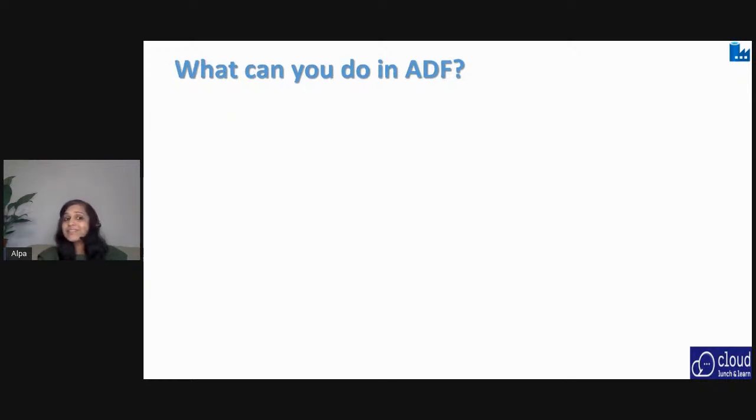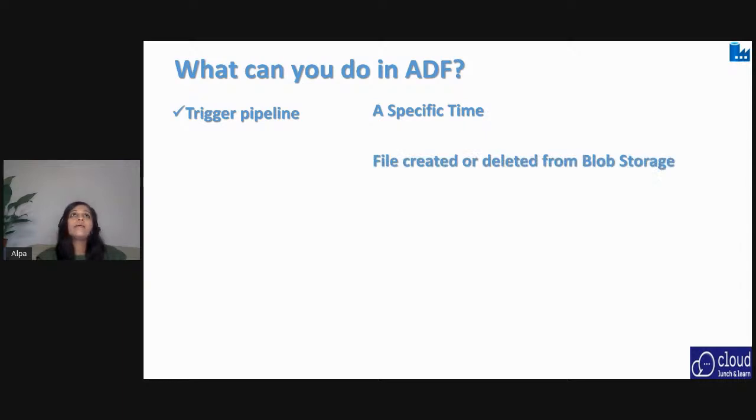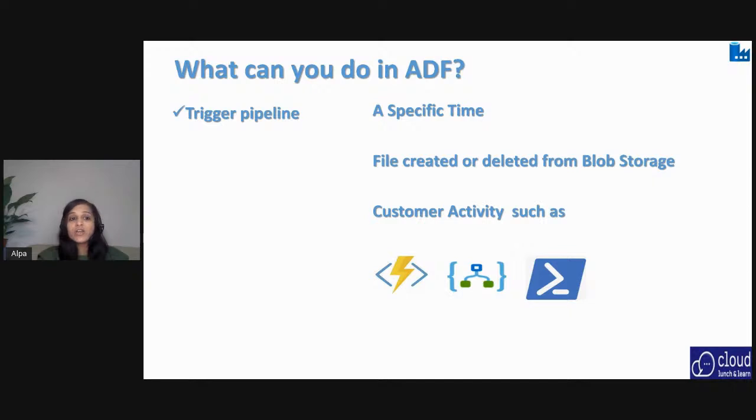And last but not least, you can trigger your pipelines. You can trigger your pipeline at a specific time, for example end of the day, start of the day, or 6 o'clock in the morning. You can trigger your pipeline based on when a file is created or deleted in your blob storage. And you can trigger your pipeline using custom activities. You can code your custom activity in an Azure function, in Logic Apps, in PowerShell, or in C# code, and you can trigger Azure Data Factory pipelines. So these are the things which you can do in Azure Data Factory.